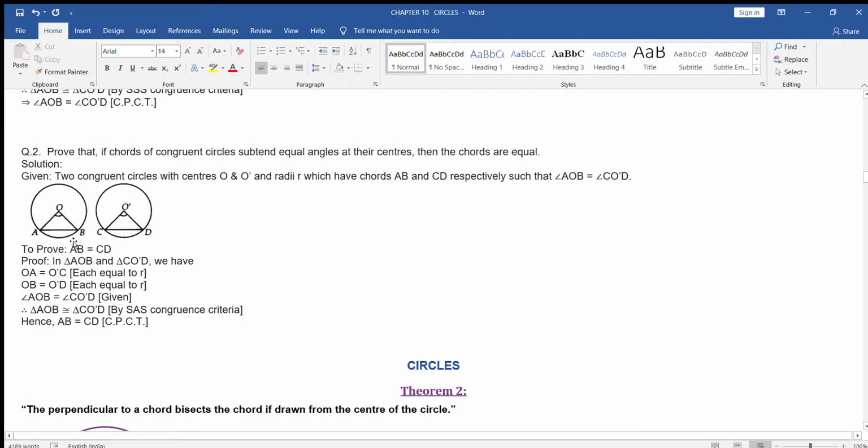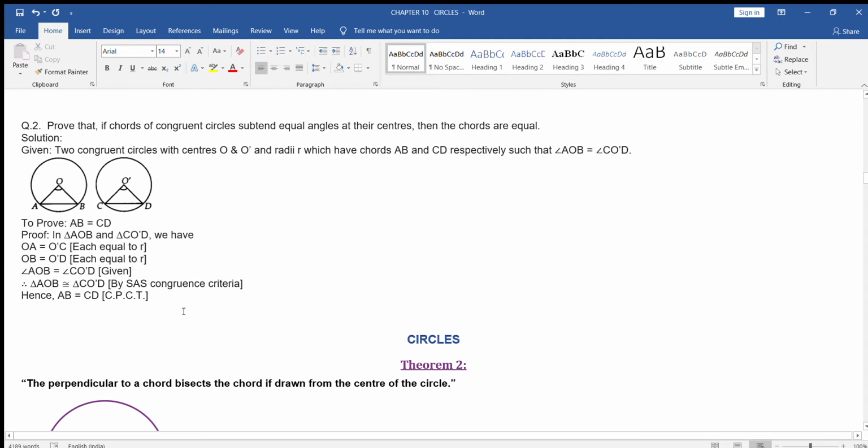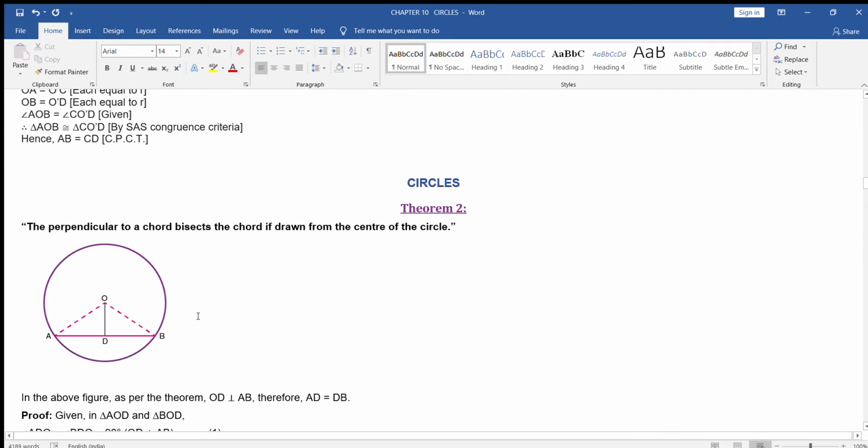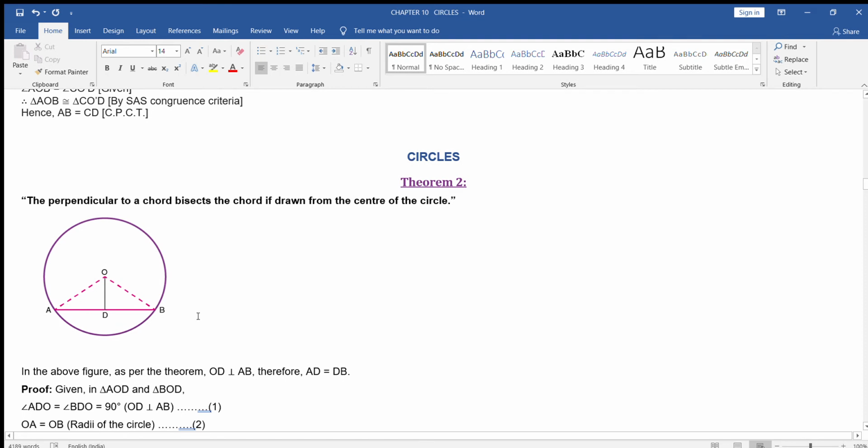Now similarly we have the second question, which is similar to the second theorem, the converse of the first theorem. This question says that if the subtended angles are equal, the chords are equal. So the same here: OA is equal to O'C, OB is equal to O'D, and angles AOB and CO'D are equal. Now by the SAS criterion, both triangles are congruent, and once both triangles are congruent, the remaining parts are equal. What are the remaining parts? The sides.